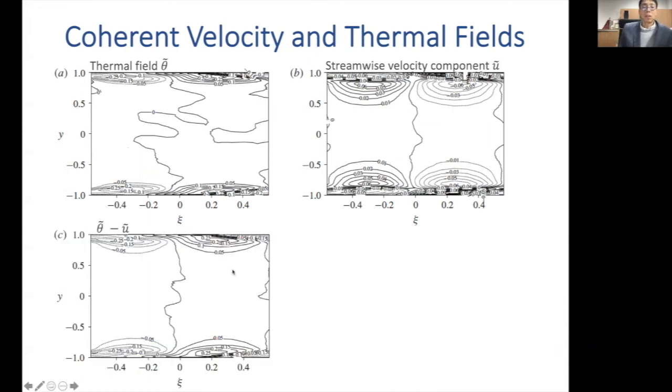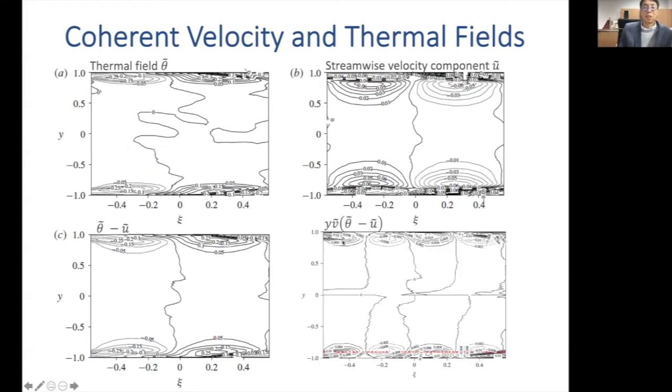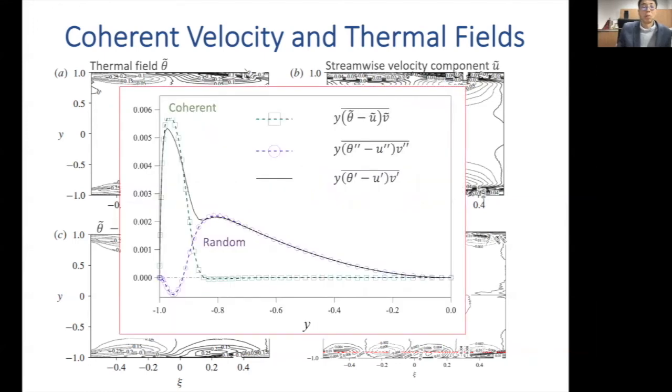And because of this difference, we have theta tilde minus u tilde distributed like this. Then if you multiply by v tilde, we eventually get a coherent contribution. As you can see, we have a strong peak close to the wall, which corresponds to this peak.